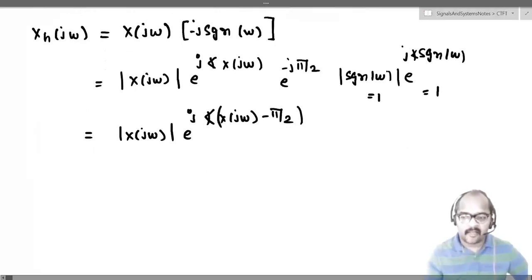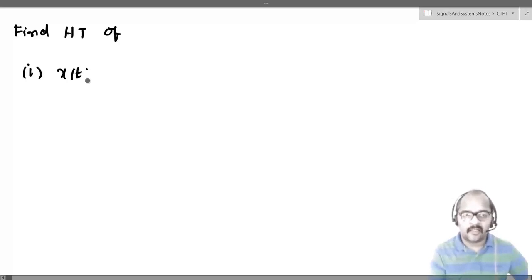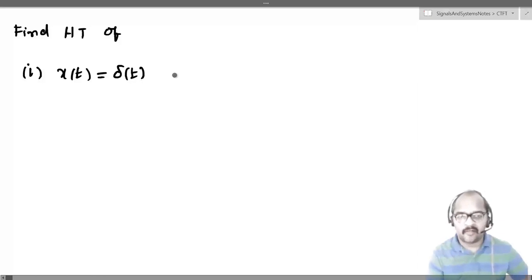So now let us take a few examples here. Yes. So first one. Okay, I write down like this. Find the Hilbert transform of the first signal, x of t equal to delta of t.